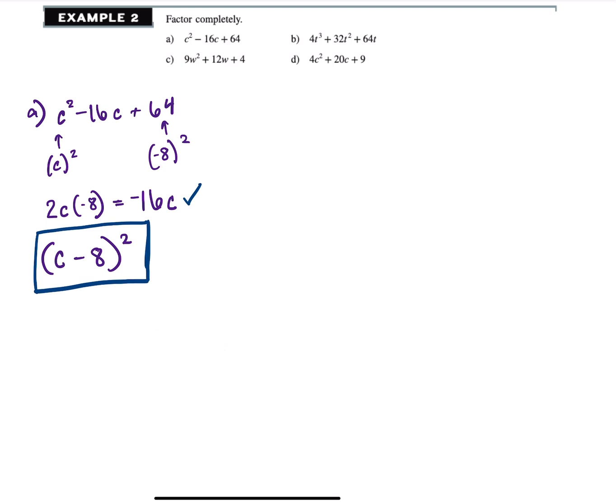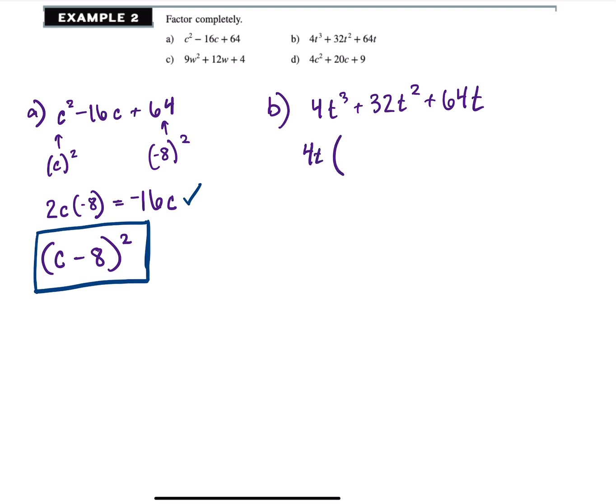All right, let's look at part B. B gives us 4t cubed plus 32t squared plus 64t. So the first step in factoring should always be just seeing if we can factor out some greatest common factor out of every term. It looks like in this case every term has a t, and every term is divisible by 4. So let's factor that out in front, and it will reduce everything that remains.